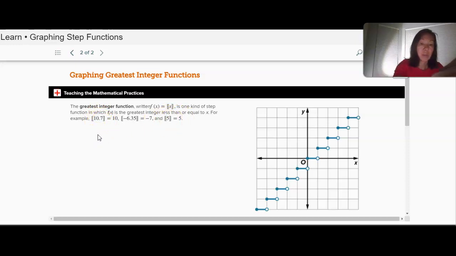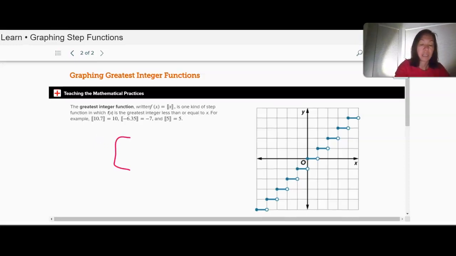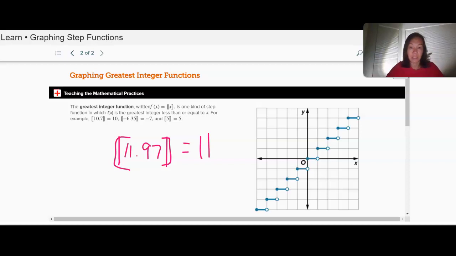So again, just a couple other examples. If I have, let's say, 11.97, we're not rounding it, okay? But we want the greatest integer that's closest. What's the closest integer to this, but not bigger? So 12 is the closest, but the one that's not bigger is 11. Okay, so that's what that greatest integer function looks like.